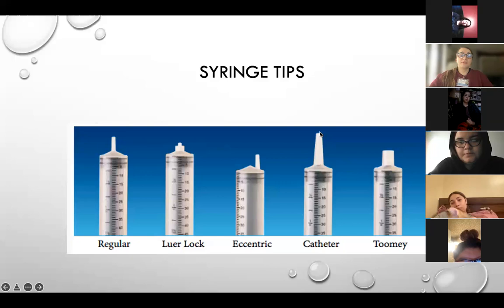Then the catheter tip syringe, as you guys can see, the tip is so large, it's huge. You could not fit a needle on this tip. It is only made for feeding tubes or oral medication administration.